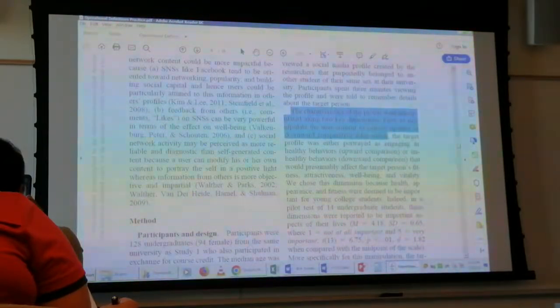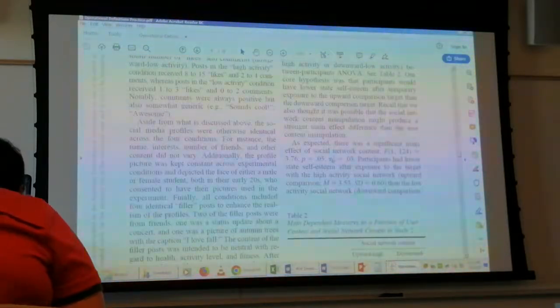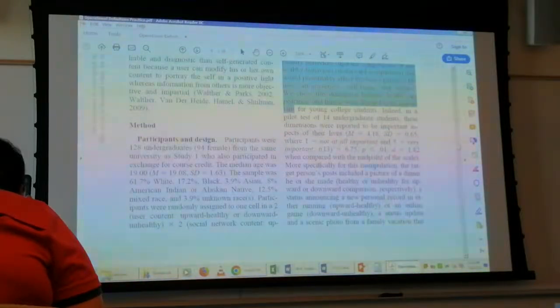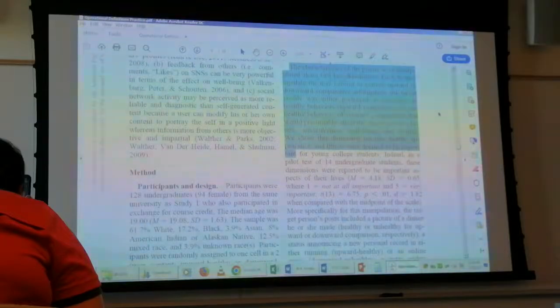Thus, this is the operational definition. The target profile was either portrayed as engaging in healthy behaviors, upward comparison, or unhealthy behaviors, downward comparisons, and then this one is actually kind of long. I think it goes on for most of the rest of this, and actually well down into there. So sometimes definitions are long. Sometimes they're short, and sometimes they're long. But so, that's the operational definition.